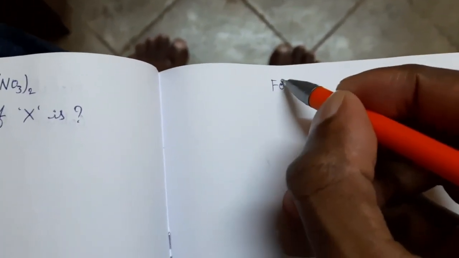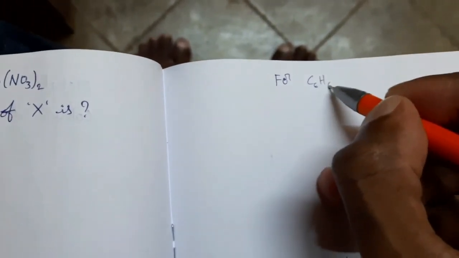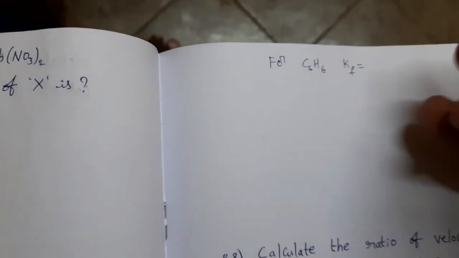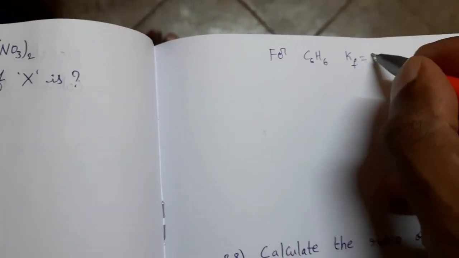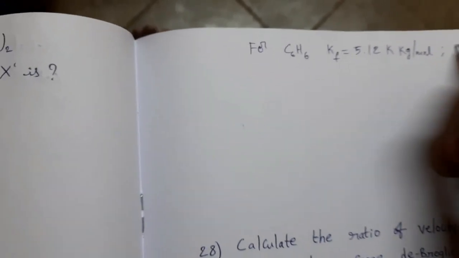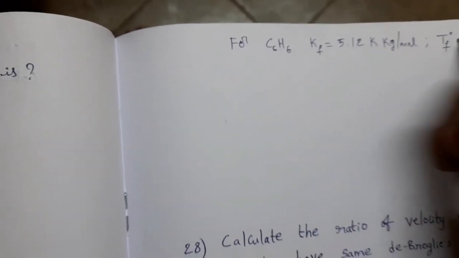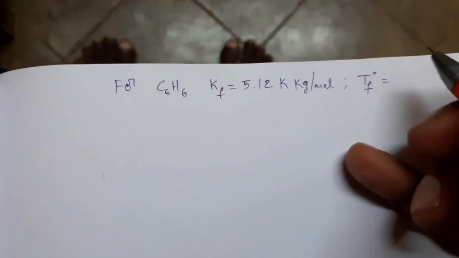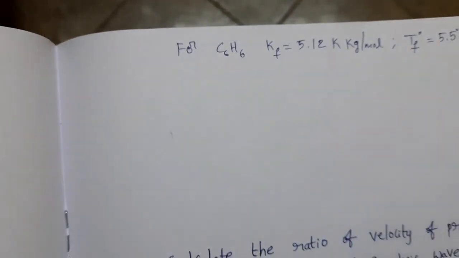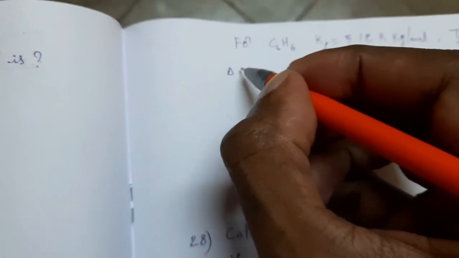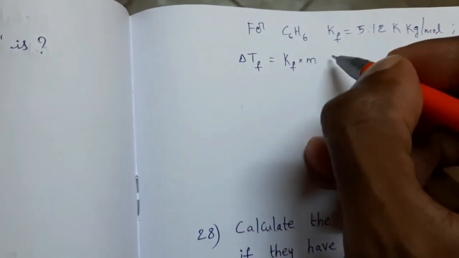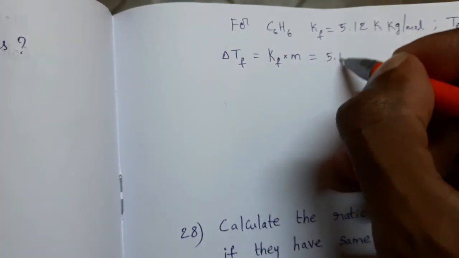For benzene, Kf equal to how much? 5.12 Kelvin kilogram per mole, and Tf naught, freezing point of the benzene, that means freezing point of the pure solvent. How much freezing point? 5.5 degrees Celsius. First of all, we have to calculate delta Tf equal to Kf into molality. Kf means 5.12.